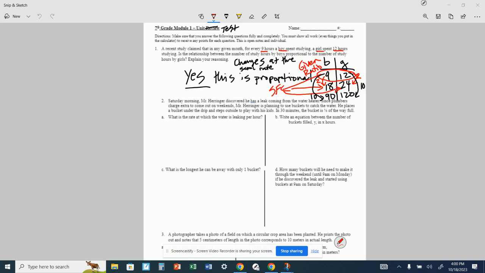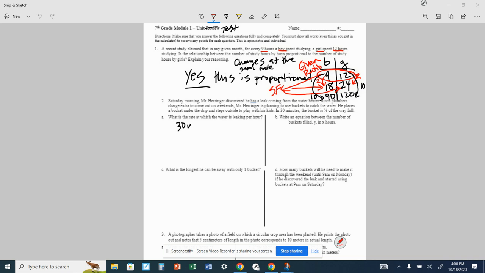Number 2 says, Saturday morning, Mr. Herringer discovered he has a leak coming from the water heater. Since plumbers charge extra to come out on weekends, Mr. Herringer plans to use buckets to catch the water. He places the bucket under the drip and steps outside to play with his kids. In 30 minutes, the bucket is 1/8 of the way full. What is the rate at which the water is leaking per hour?